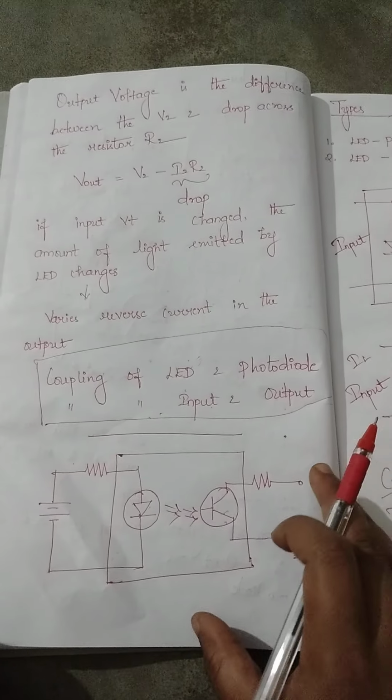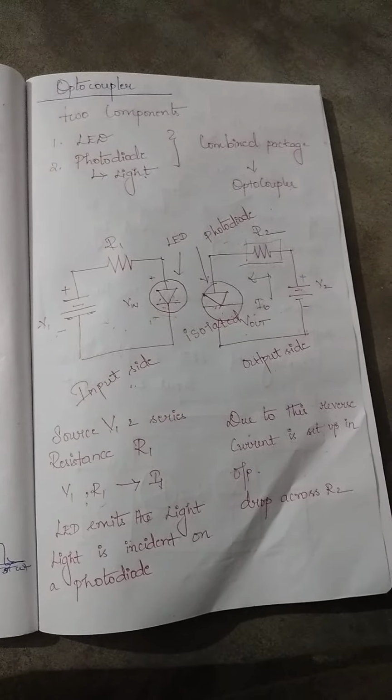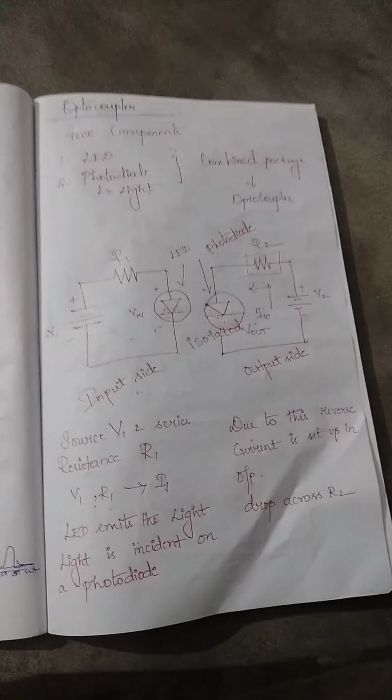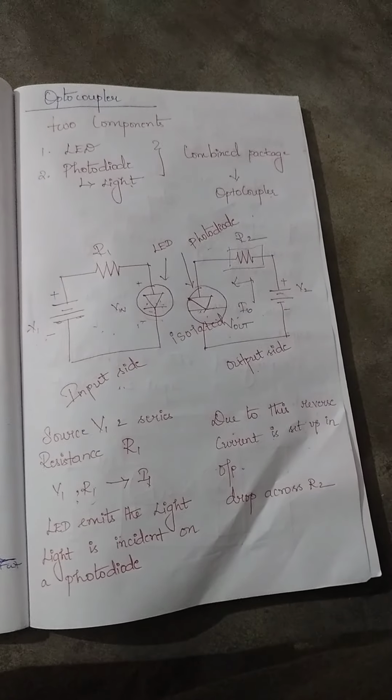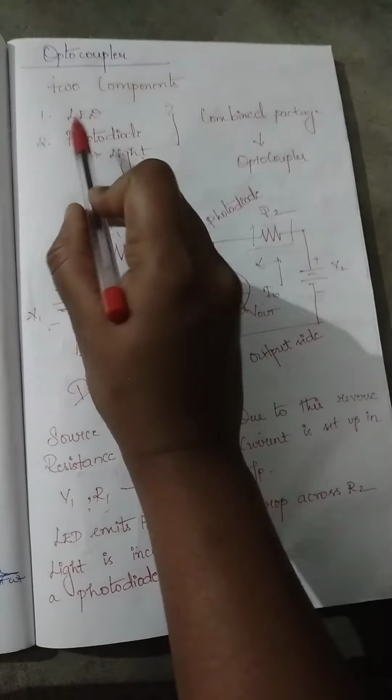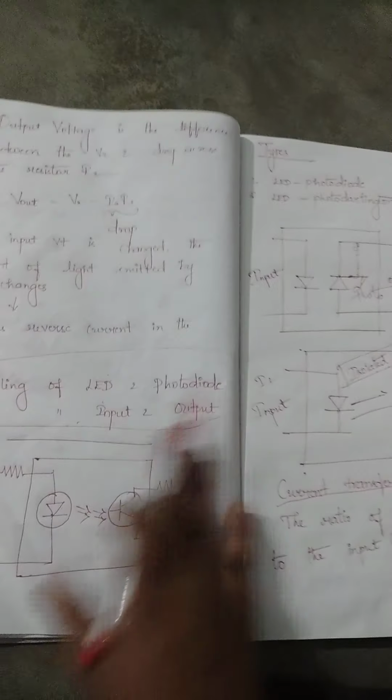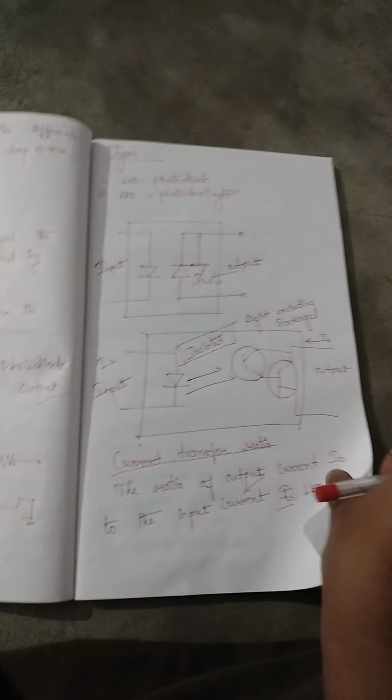So as of this, today's topic is over. If you have any doubt, please kindly ask me. This is an important topic, it is also asked in your unit test: optocoupler. It is nothing but a combination of two components. It deals with the concept of light, and also this word is very important, that is isolated. So that's all. If you have any doubt, please ask me.